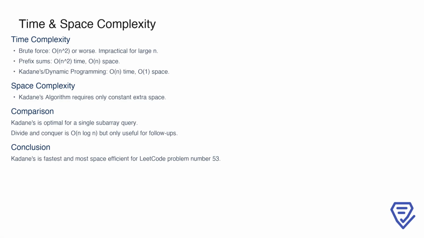Let's analyze the time and space requirements for each method. Brute force and prefix sum methods run in quadratic time and quickly become impractical as the array size increases. Kadane's algorithm, on the other hand, is linear in time because it only scans the array once. It is also optimal in space, requiring only a few variables regardless of input size, so it is constant extra space. In context, Kadane's is the best choice for a single maximum subarray query. Divide and conquer methods are slower and rarely needed. In summary, for LeetCode problem number 53, use Kadane's algorithm, O(n) time and O(1) space.